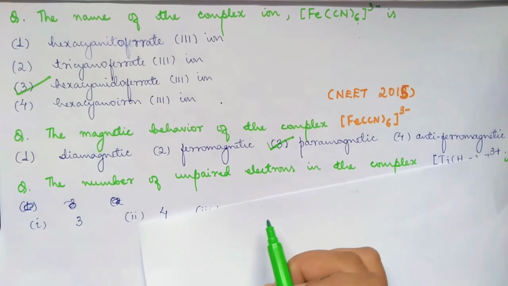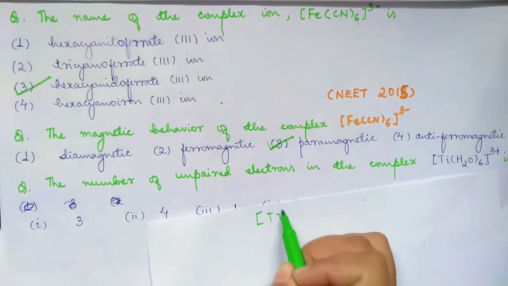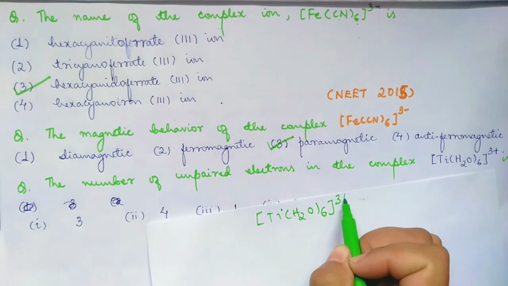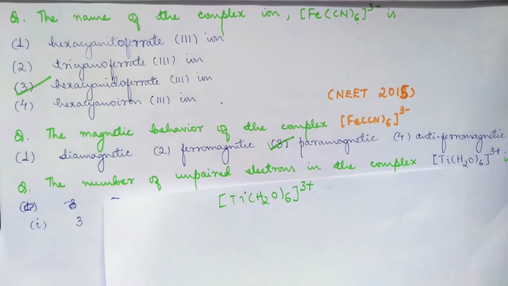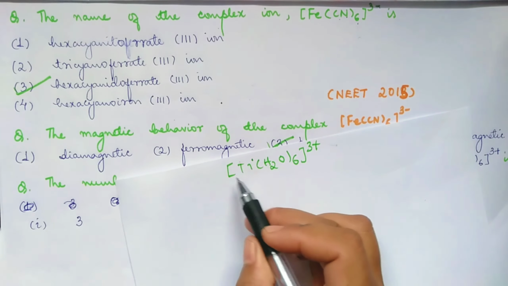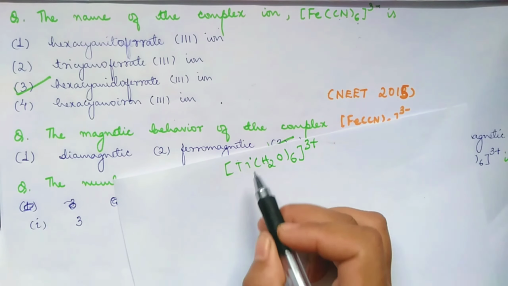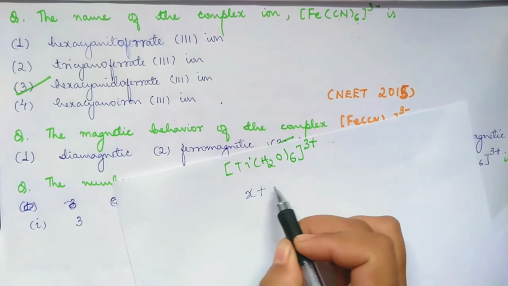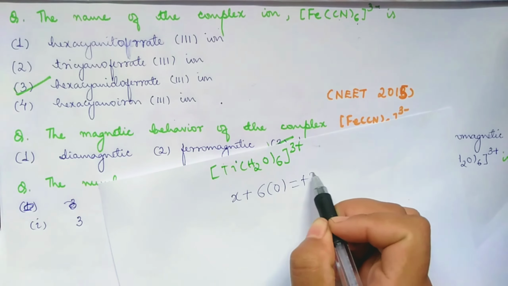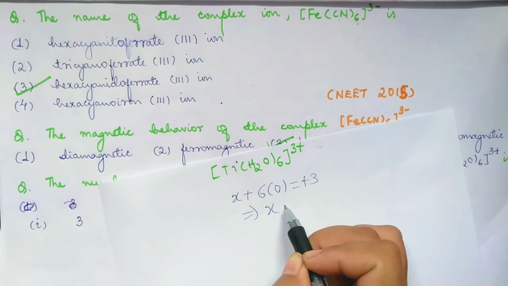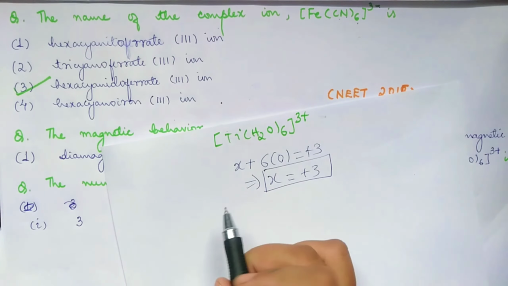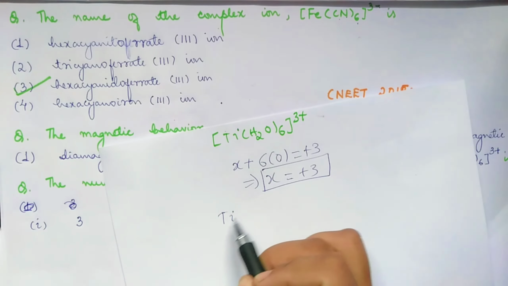What is the complex? This one. You want to find out the number of unpaired electrons. First, find the oxidation state of the central metal atom here, that is titanium. Let that be X plus 6 into the charge of this ligand, it is 0, equate to +3, which means that titanium is in the +3 oxidation state in this complex. Clear?